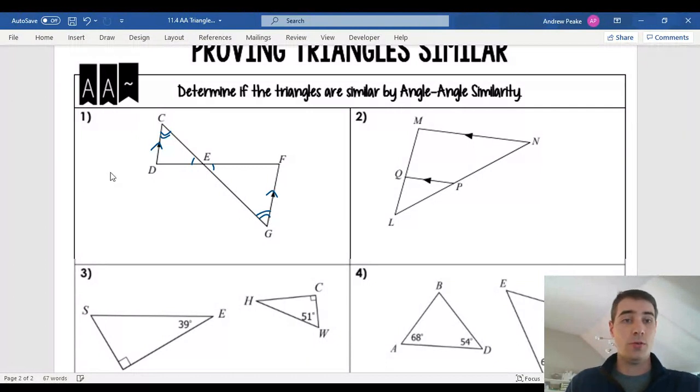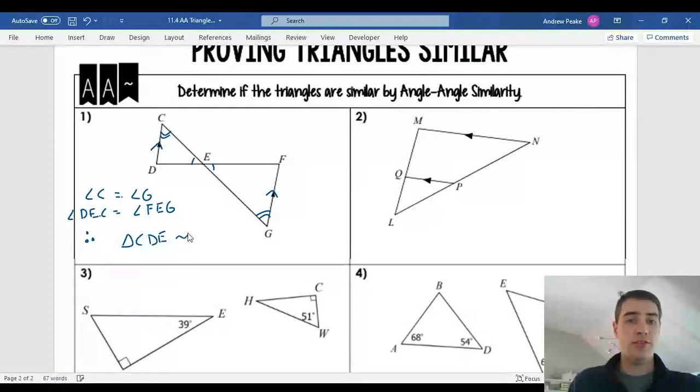So therefore, since angle C is equal to angle G, and then also angle DEC is equal to angle FEG, then we can say therefore triangle CDE is similar to triangle GFE.